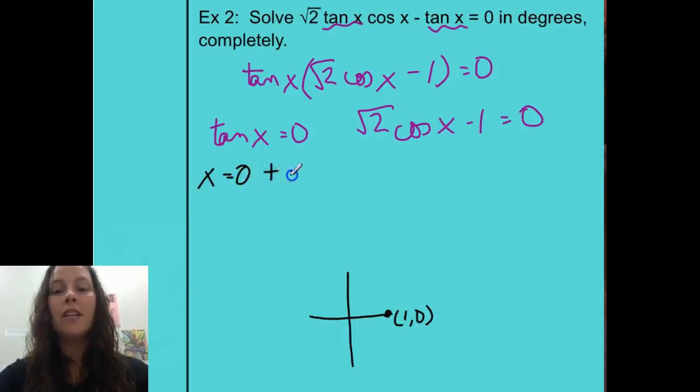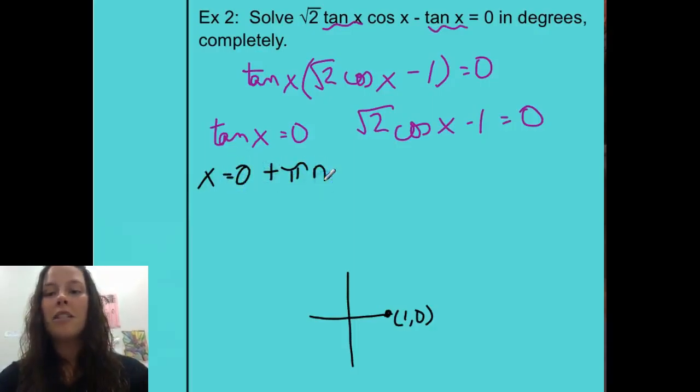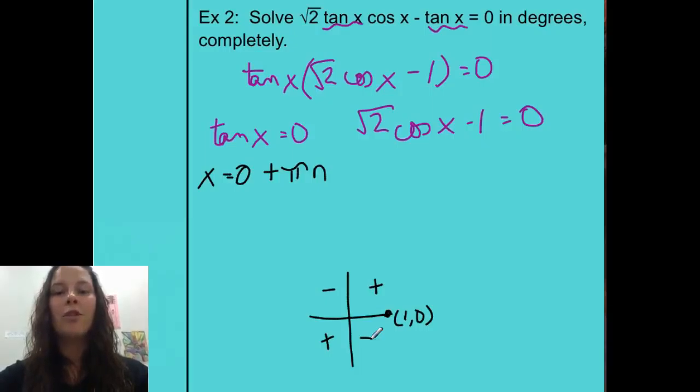The period for tangent is only pi. Remember, tangent is positive, negative, positive, negative. So it repeats more often than the sine and cosine functions do. So when we're solving completely, we need to make sure we have the correct period for each function. Of course, simplifying, 0 plus pi n is just pi n. And sine is also 0 over here at pi. So the other option would be pi plus pi n.